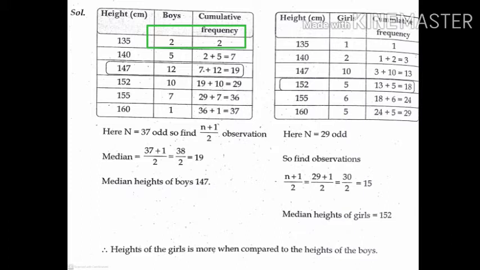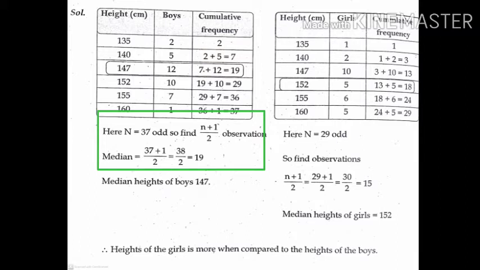First, 2 is copied in the first box. Next, add 5 to the previous value, that is 7, and 7 added to 12 is 19, 19 plus 10 is 29, 29 plus 7 is 36, 36 plus 1 is equal to 37. This type of calculation is called cumulative frequency.